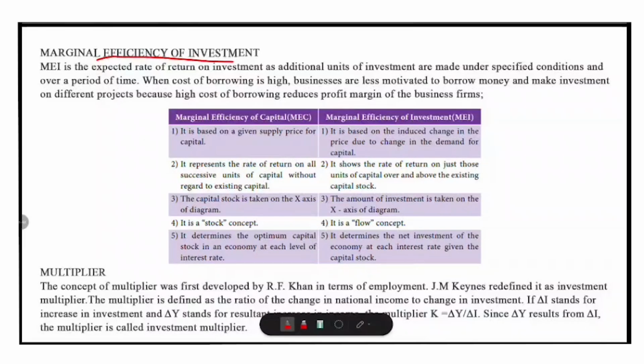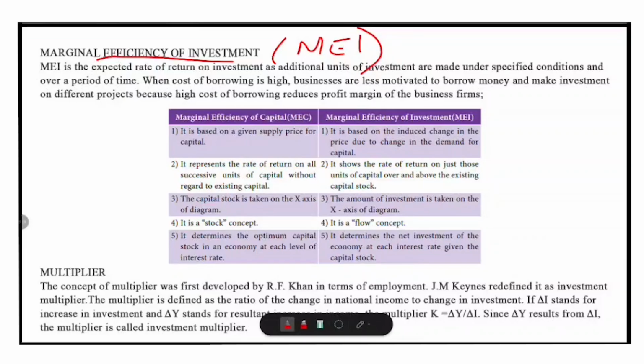Marginal efficiency of investment, or MEI. Now we are going to study MEI, or marginal efficiency of investment. Till now we had studied marginal efficiency of capital, and now we are going to deal with the topic marginal efficiency of investment. So what does this mean? The marginal efficiency of investment is the expected rate of return on additional units of investment made over a period of time.